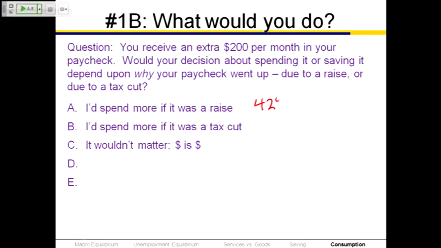So what do we have? We've got 42% of you would spend more if it was a raise, 11% would spend more if it was a tax cut, and 46% would spend the same no matter what.